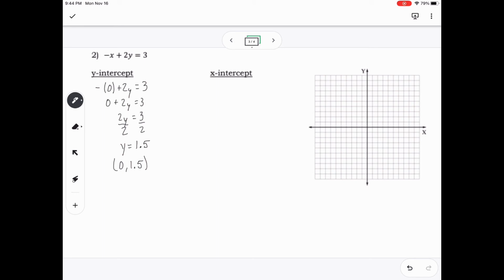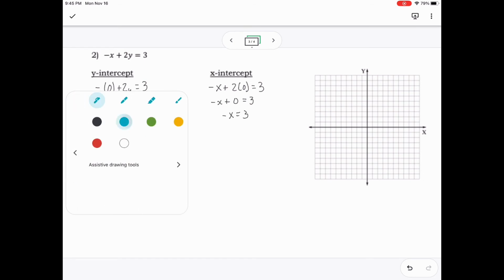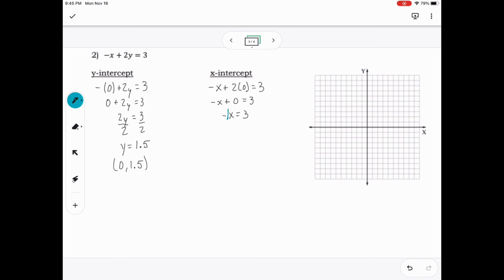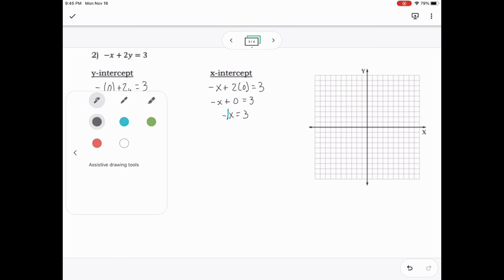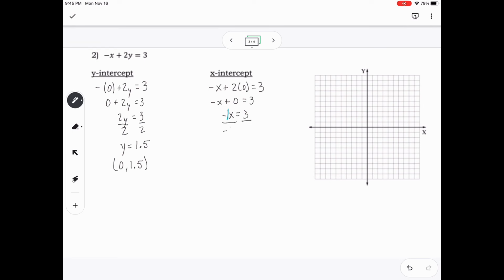And then on the other side, plug in 0 for y. 2 times 0 gets me 0. Negative x plus 0 is negative x. Okay, now it may seem like we're done, but remember that this is a 1 here. So then I need to divide both sides by that negative 1, so it's just x when I'm done. So that gives me negative 3. So I get the ordered pair of negative 3, 0.